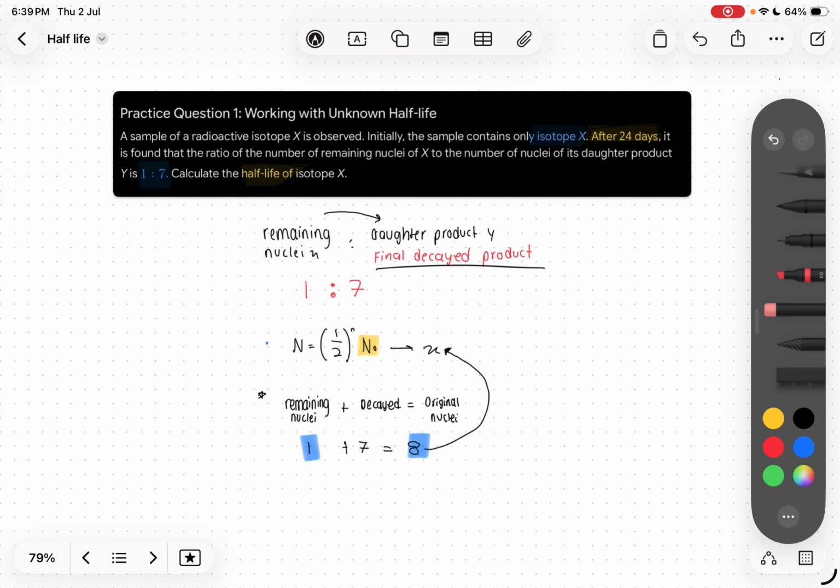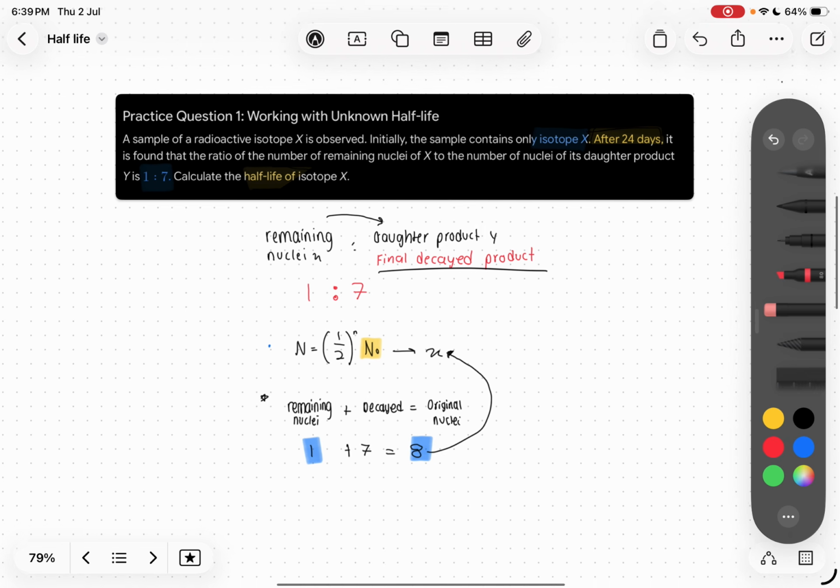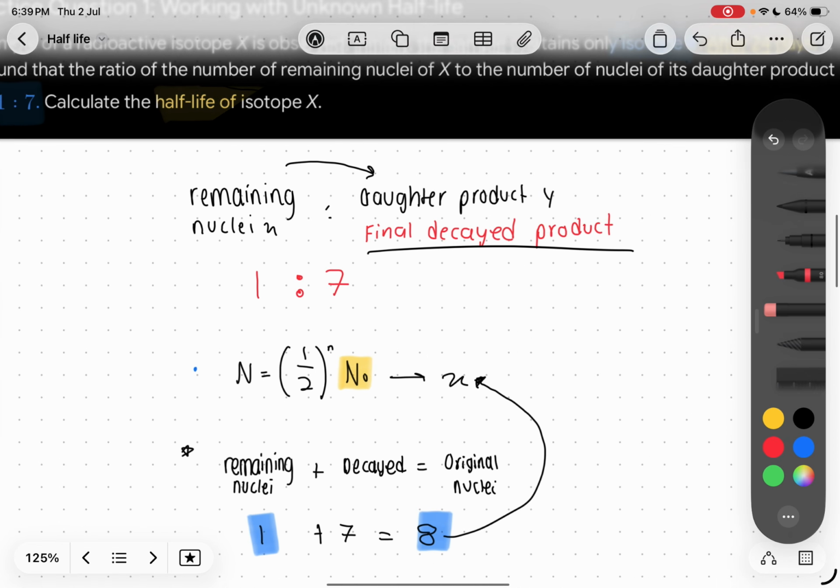Okay, so a sample of radioactive isotope X is observed. Initially, the sample contains only isotope X. After 24 days, it is found that the ratio of the number of remaining nuclei of X to the number of nuclei of its daughter product Y is 1:7. Calculate the half-life of isotope X.